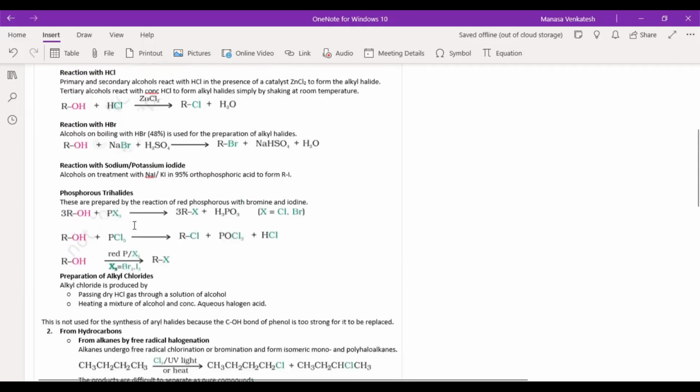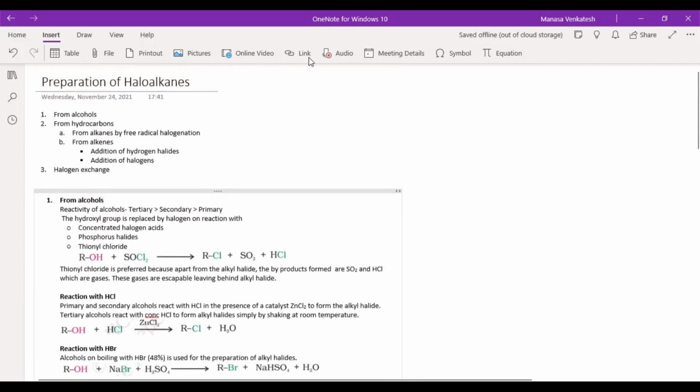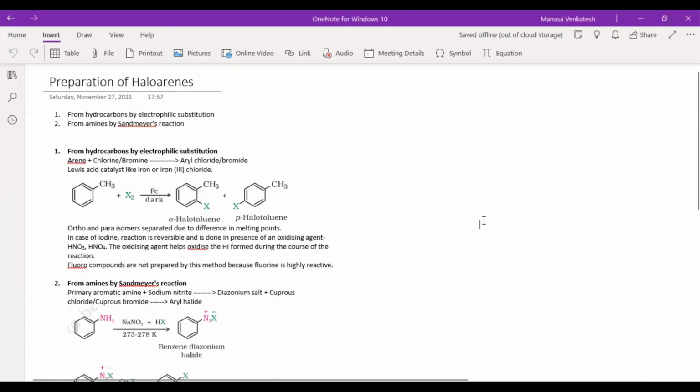With that, we're done with the preparation of haloalkanes. Let's quickly look at the preparation of haloarenes. The two methods: one is from hydrocarbons by electrophilic substitution, and the second is from amines by Sandmeyer's reaction. You'll be learning about Sandmeyer's reaction again in amines as a chapter. So first one is from hydrocarbons by electrophilic substitution.